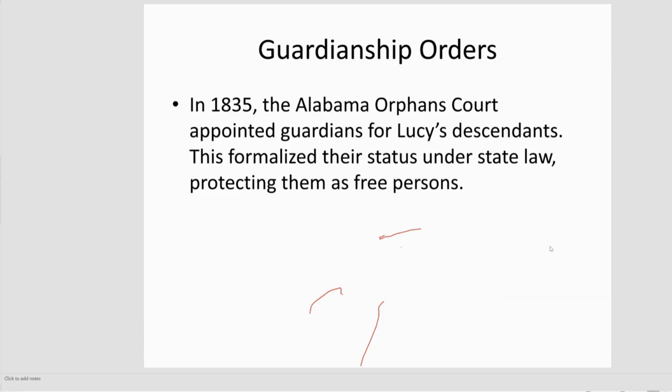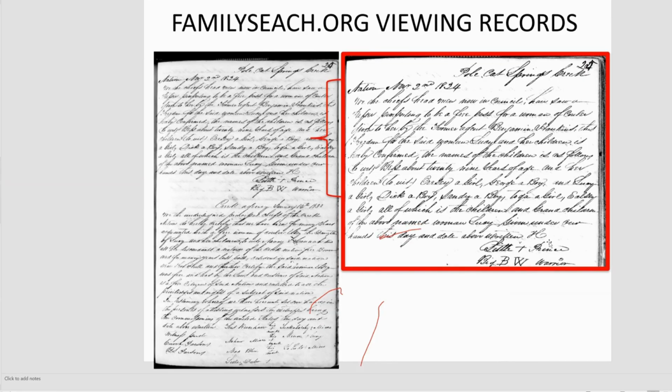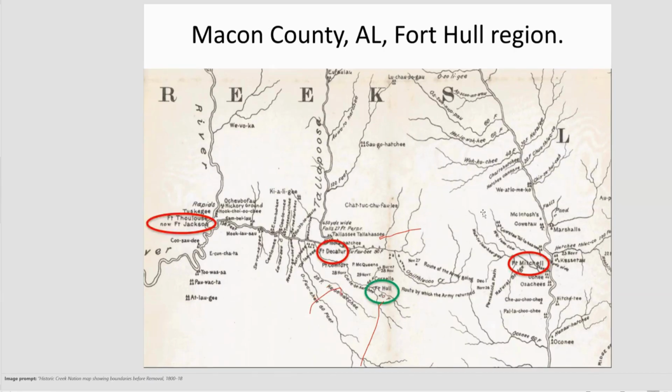So in 1835, which I read, they appointed guardians for Lucy's descendants. This formalized their status and protected them as free persons. And this was just showing those particular records and me trying to really zoom in on them. So now, where was Fort Hull located? I was hot on the trail, searching the internet, asking ChatGPT. Where is this Fort Hull? It has to be somewhere. There's a Fort Mitchell. Where is Fort Hull? Because I need to understand, where were these people living?